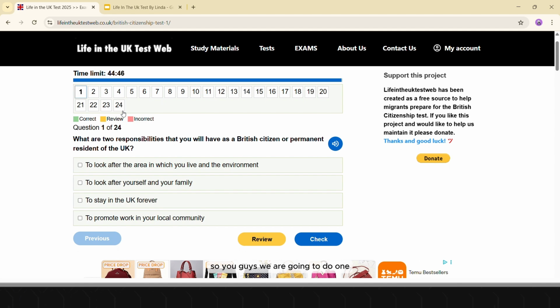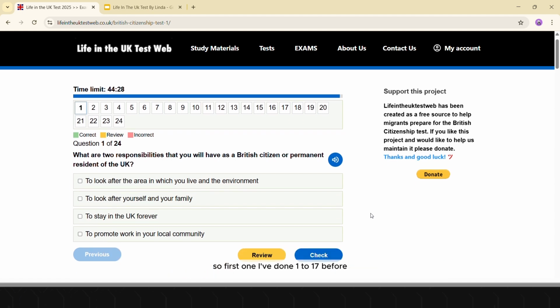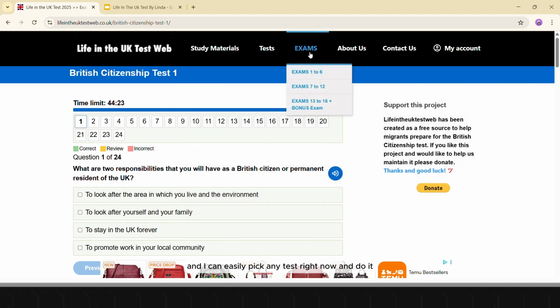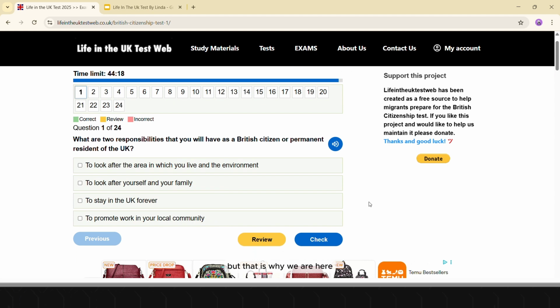So you guys, we are going to do one. I'm going to do 1 to 17 with you while we run through my notes, and that is how we're going to do it. You just ignore those ones here. I've done 1 to 17 before, and I can easily pick any test right now and pass it, but I want to show you how you can do it on your own, because that is why we are here. So let's start. This one is easy.